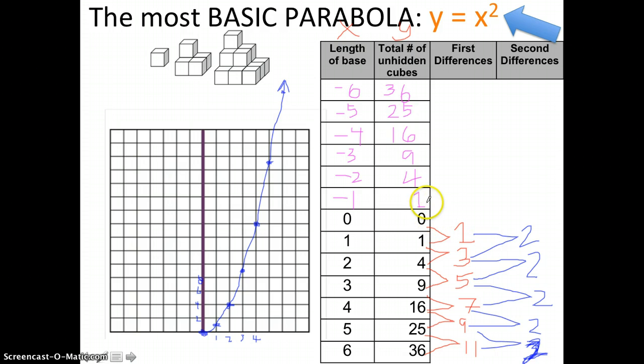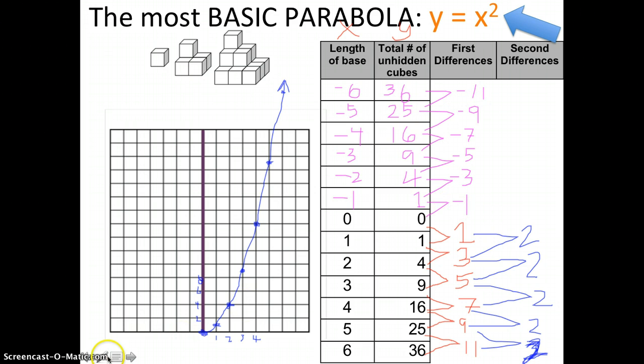The difference between 1 and 0 is 1, but from 1 to 0, I'm actually going down, so the difference here is -1. From 4 to 1, I would have to go down, so that would take me to -3. From 9 to 4, that would be down -5. From 16 to 9, that would be down -7. From 25 to 16, that would go down, so -9. And then from 36 to 25, that would go down by 11.